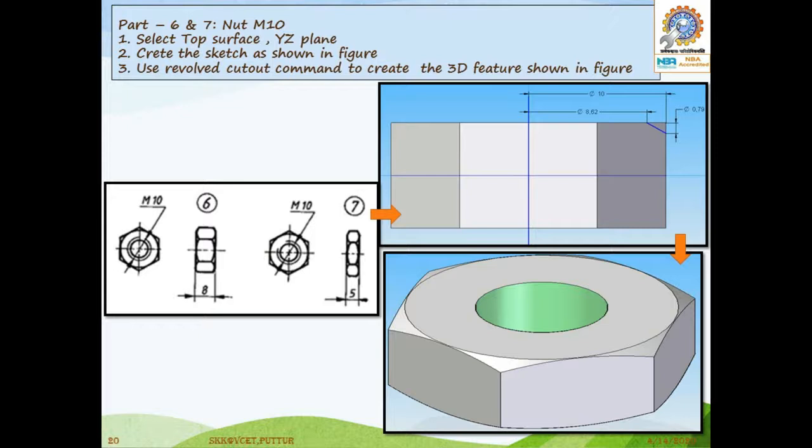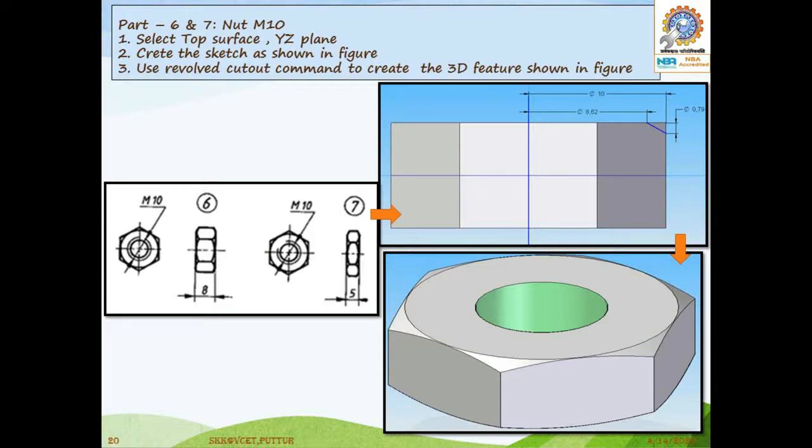Then once again select the circle command, select the same center point, and draw a circle of diameter 10. Then you have to click on return. Then you have to go to the protrusion command. Then you have to give a distance of about 8 mm for part number 6, and 5 mm for part number 7. Then you have to make the chamfer circles.